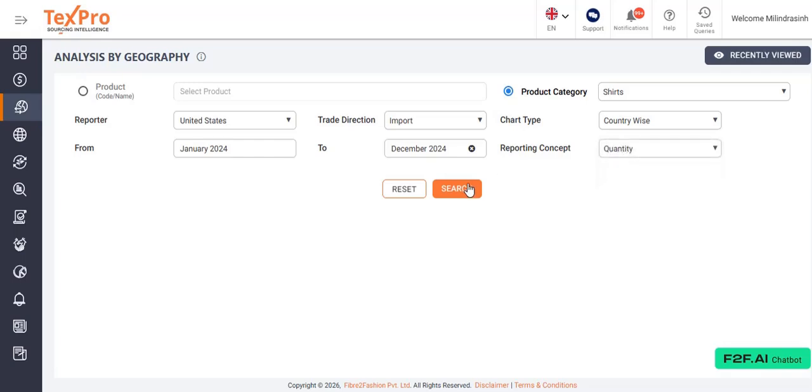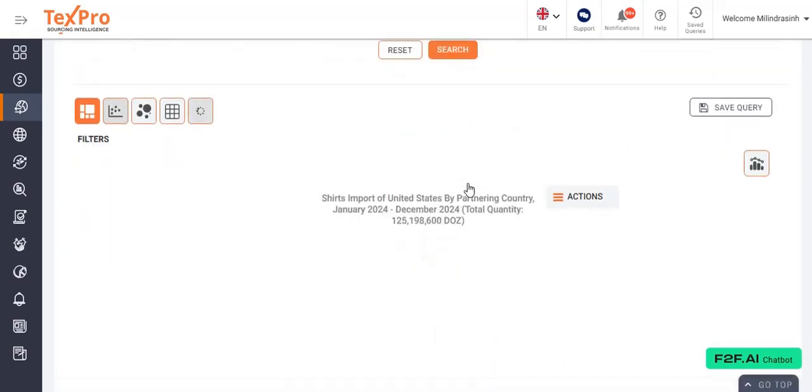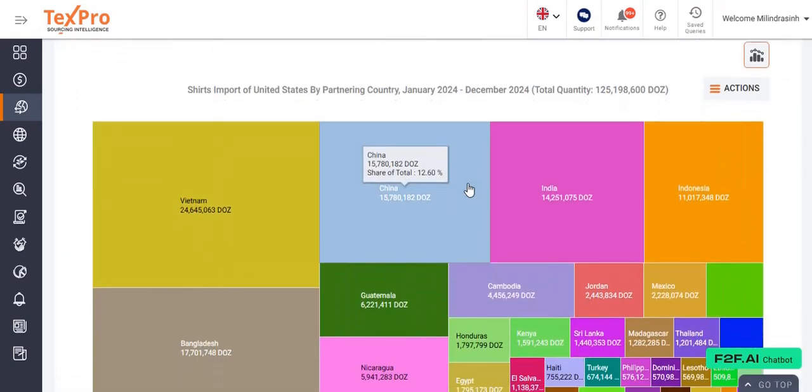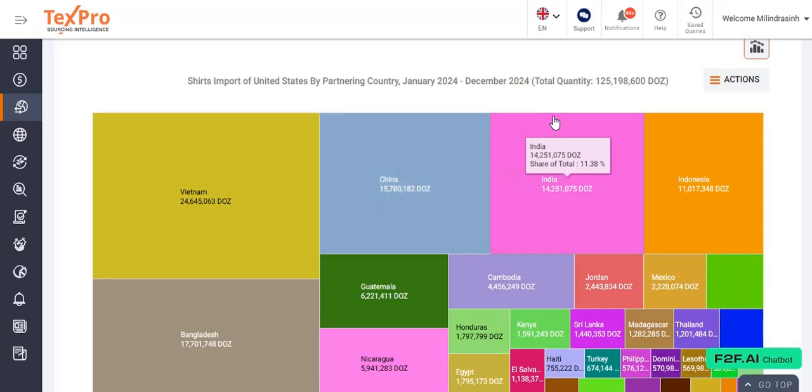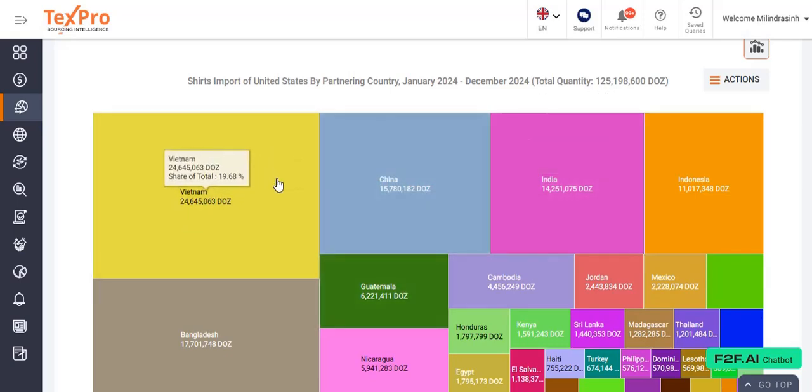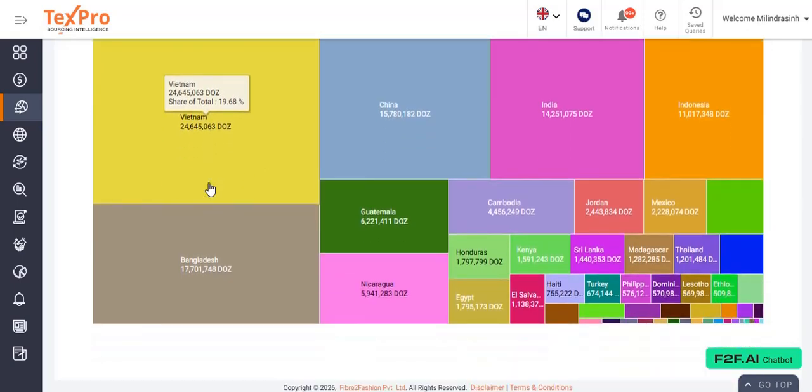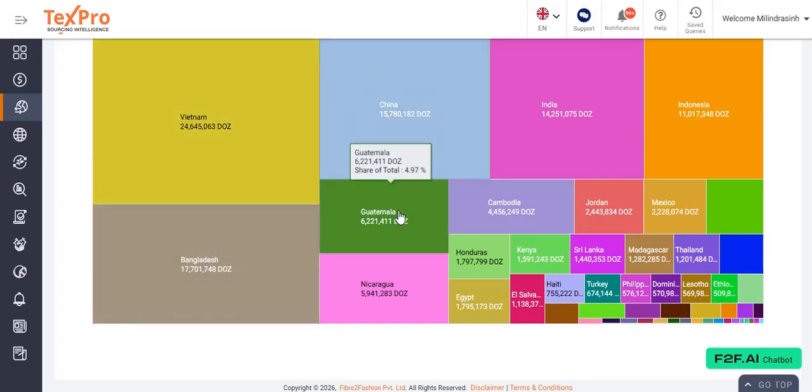Let's bring it to quantity. This gives me the total breakup of total shirt imports of the US in terms of volume by partnering countries, along with the percentage share and the total quantity of imports. Vietnam is the leading country with 19.7% of the total shirt imports of the US, followed by Bangladesh and so forth.